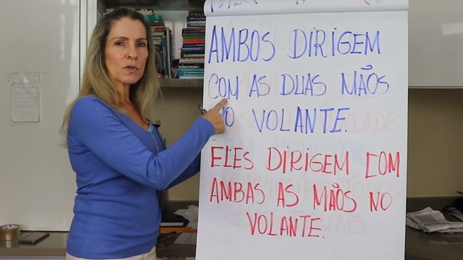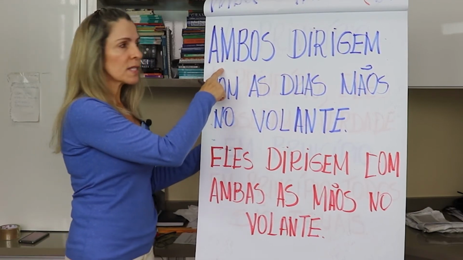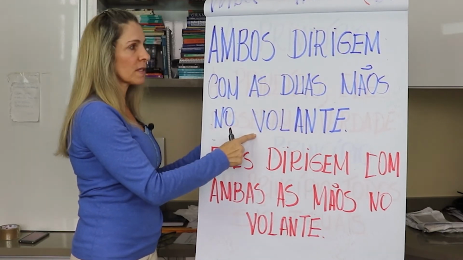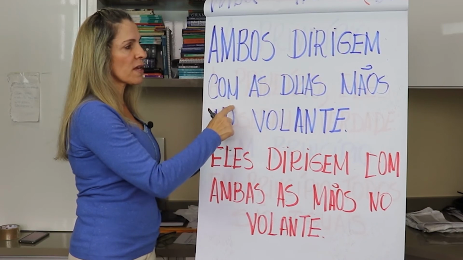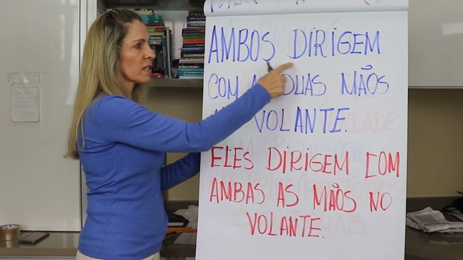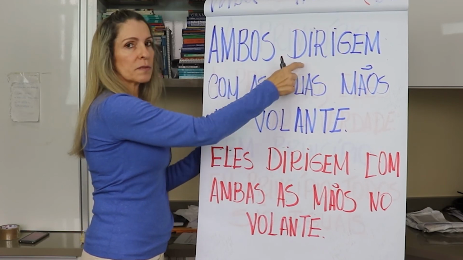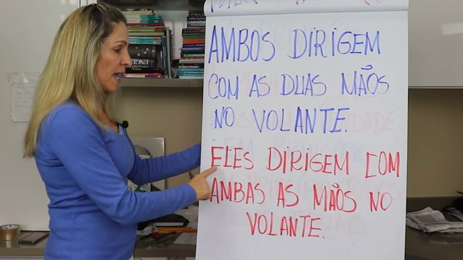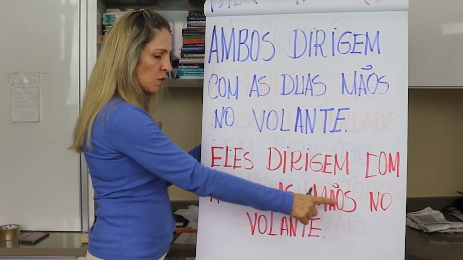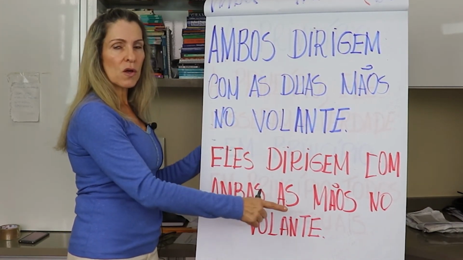Vamos ver outro exemplo com ambos. Let's see another example with both. Ambos dirigem com as duas mãos ao volante. They both drive with the hands on the wheel. Ambos dirigem. Both drive. Both verb. Ok? Now, eles dirigem com ambas as mãos no volante. They drive with both hands on the wheel.